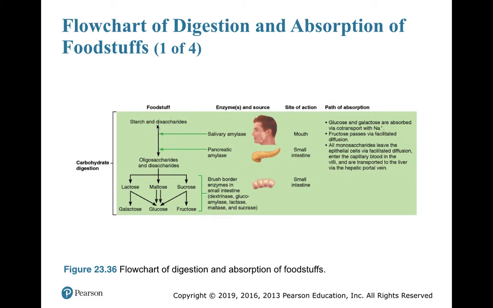So starches within the diet are broken down by salivary amylase, and then further in the digestive system by pancreatic amylase. They're broken down into oligosaccharides or disaccharides. Disaccharides, common ones, would be lactose, maltose, and sucrose, and those would be broken down by brush border enzymes into monosaccharides such as fructose, glucose, and galactose.